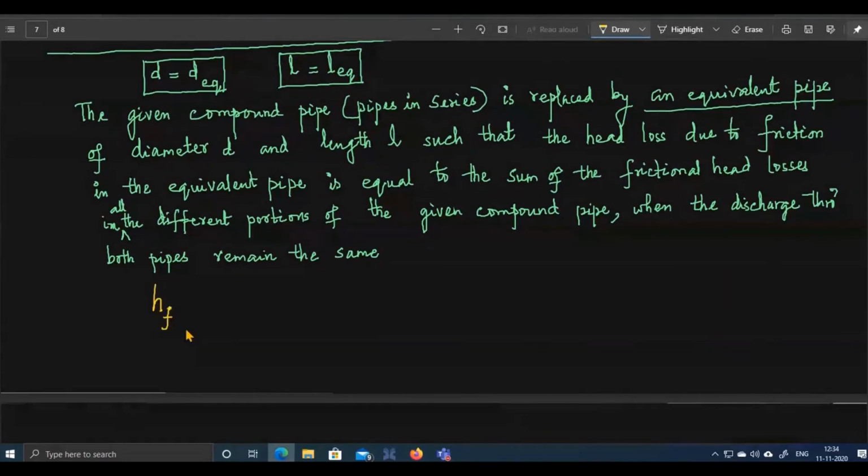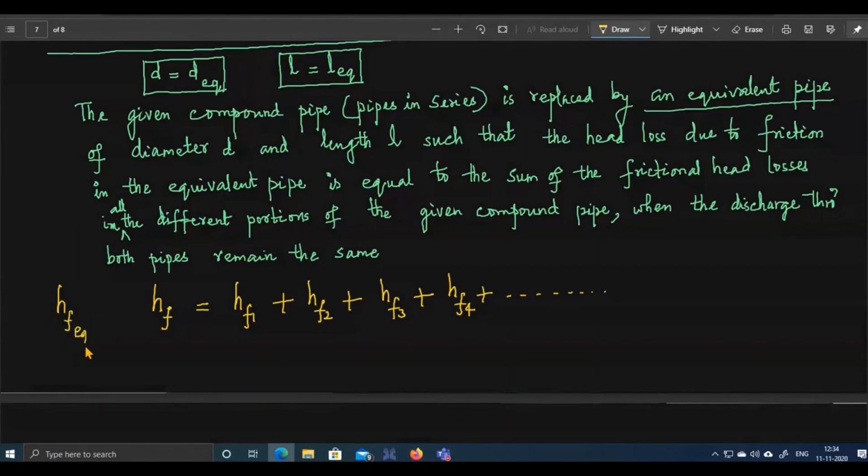So HF in the equivalent pipe will be what? HF1 plus HF2 plus HF3 plus HF4 and so on. We are going to obtain an expression for the equivalent length. So what does this HF mean? HF equivalent will be equal to the total HF of the compound pipe. So HF of the compound pipe is the sum of the individual head losses in the individual portions.